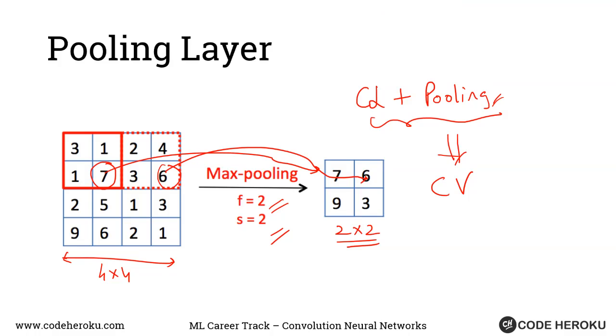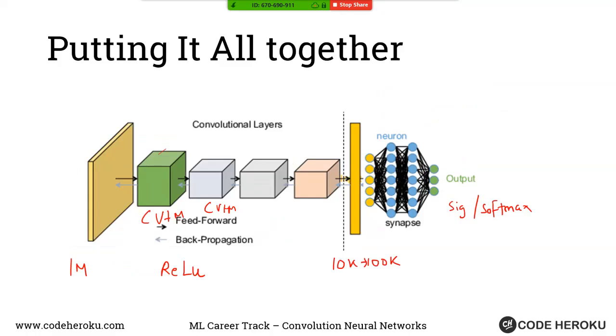So are these learnable parameters or hyperparameters? This is the filter size and the stride size. Are these learnable parameters or hyperparameters? Yeah, these are hyperparameters, not learnable parameters. So are there any learnable parameters in the pooling layer? Nope, there are no learnable parameters. So the number of learnable parameters is 0 in the pooling layer.